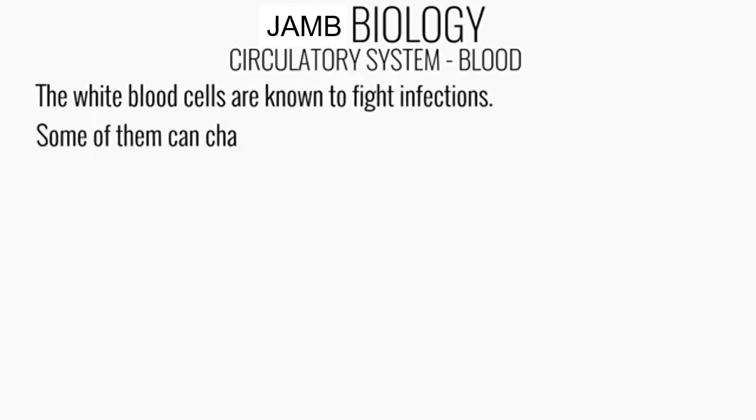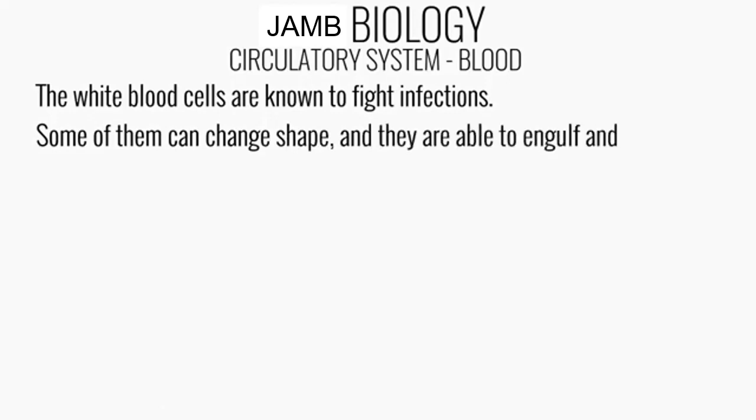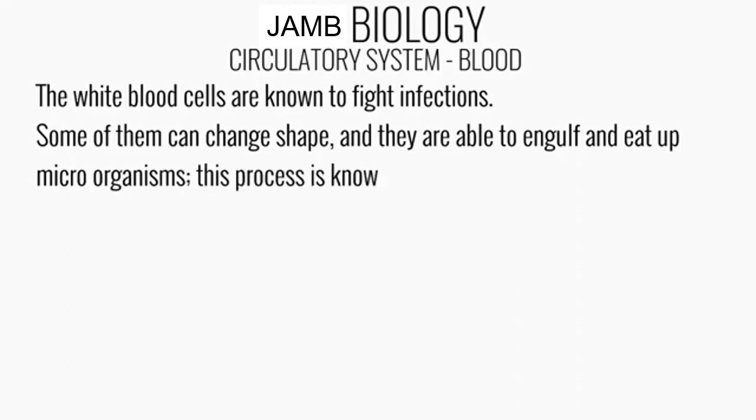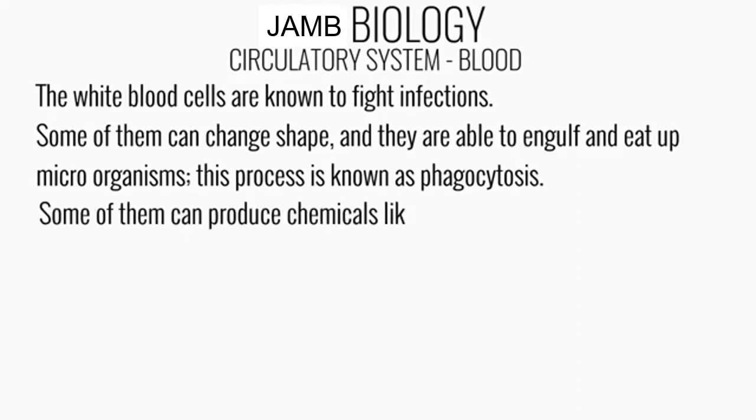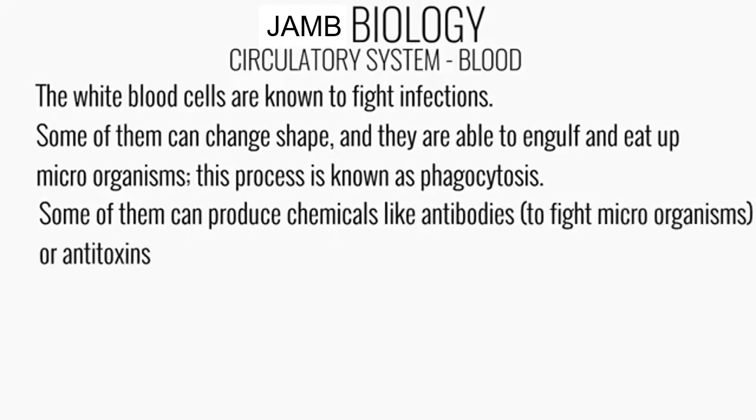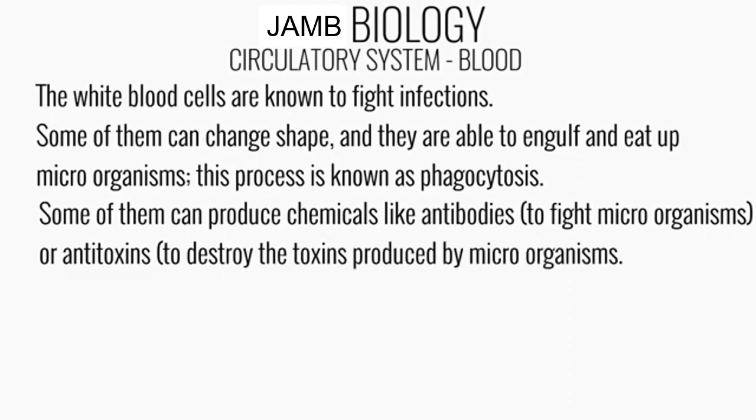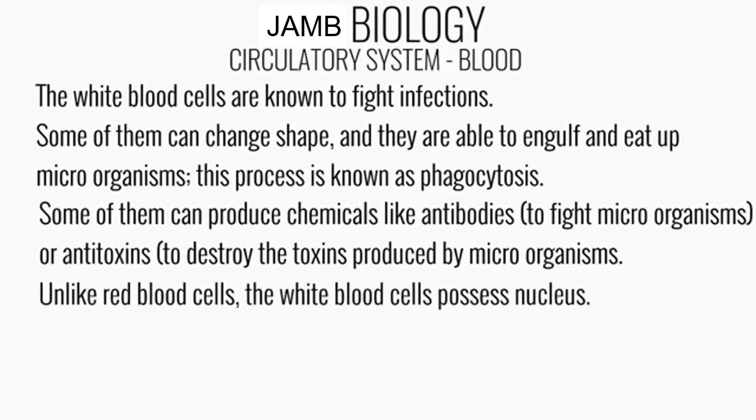So how do they do this? Well, some of them can change shape, and they are able to engulf and eat up microorganisms. This process is actually known as phagocytosis. Some of them can also produce chemicals like antibodies to fight the microorganisms, or they can produce antitoxins to destroy the toxins produced by microorganisms. So unlike the red blood cells, the white blood cells actually do have a nucleus.